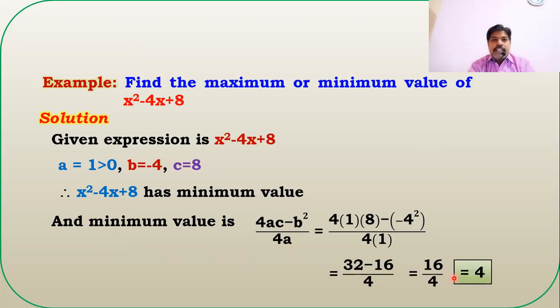So if a is a positive value, then you will get a minimum value. What is the minimum value? It is (4ac minus b square) by 4a. If they ask at what point, in that case x is equal to minus b by 2a, but here they are asking only the minimum value, so you calculate the minimum value. See one more example, you can identify easily.